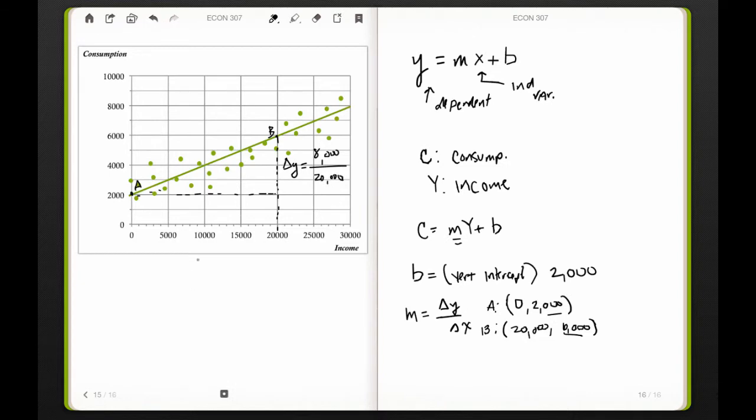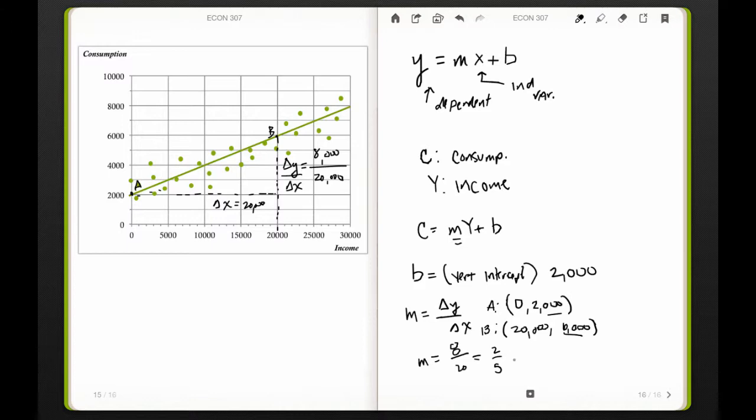Great. So I can simplify this, right? I can say that the change in x is equal to 20,000. Okay. So I can simplify this and I can say, all right, well, I can divide 8,000 and 20,000 by 1,000, which is 8 over 20, but I can go even further. I can divide by 4 and I get 2 over 5. So my slope is 2 over 5. So I'm going to plug this into here.